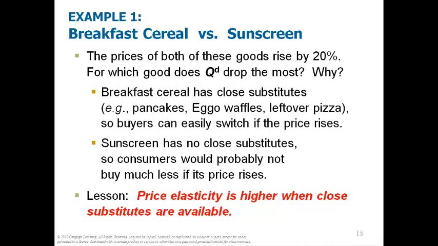So the lesson here is that elasticity is related to the availability of substitutes. If there's more close substitutes for the good, then there will be a greater change to any given percentage change in price than if there's not very many good substitutes. So if there's few substitutes for the good and the price goes up by a lot, people will buy almost as much as they were before, because there's nothing else to switch to.